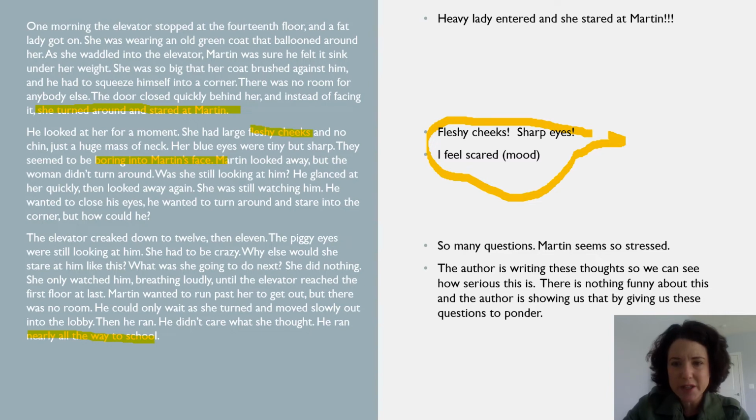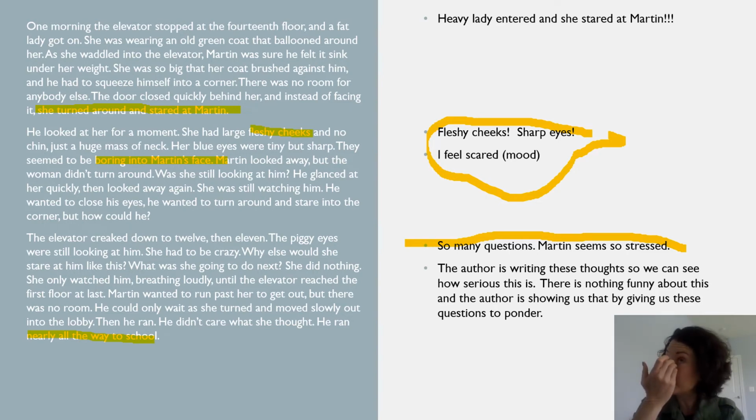Okay, so many questions. Martin certainly seems stressed out to me. I feel anxious. The author is writing these thoughts so we can see how serious it is. There's nothing funny about this. The author is showing us that by giving us these questions to ponder. So this is a version of diction and dialogue. These are internal thoughts of Martin. So the author is setting a tone here by letting us see what's inside his brain, okay?